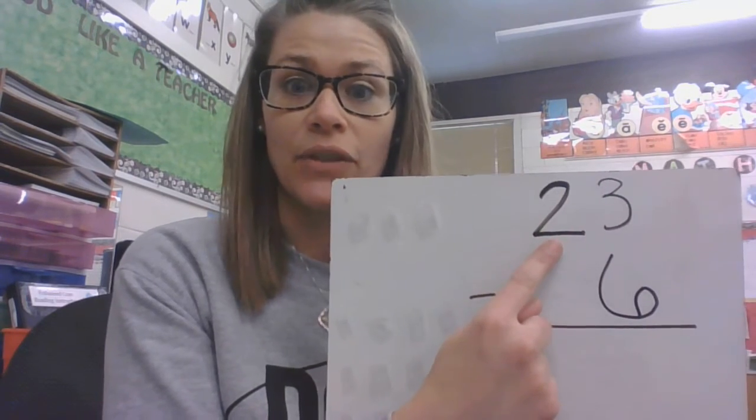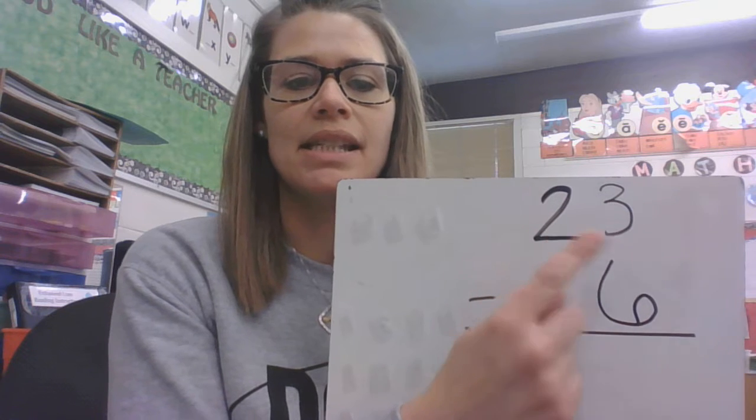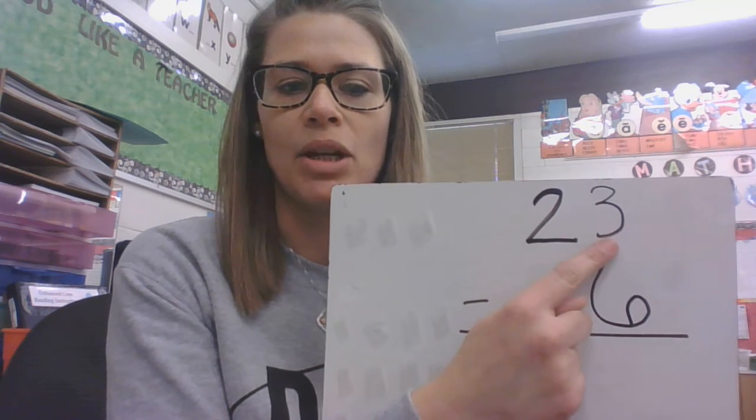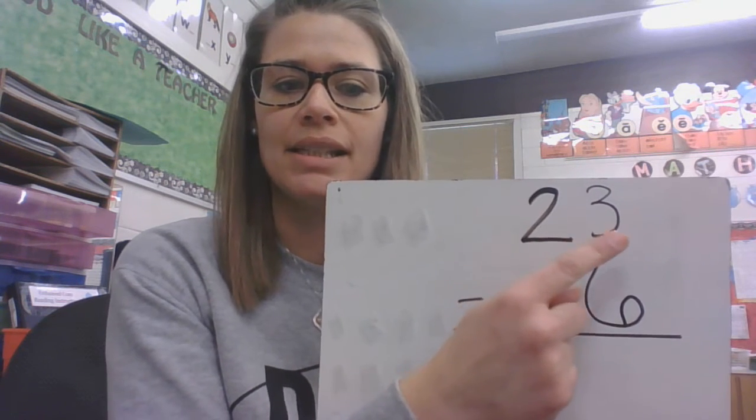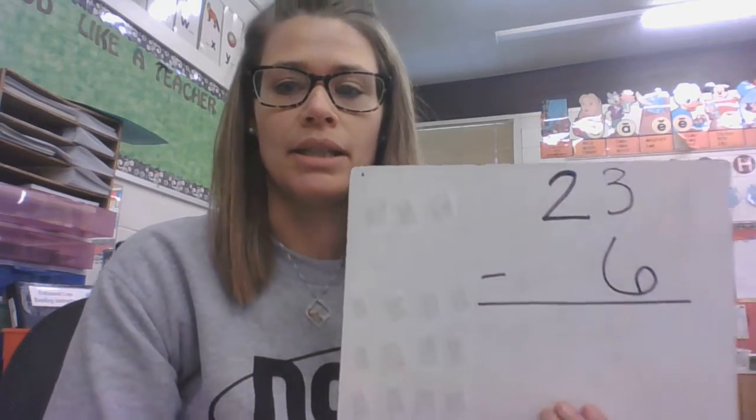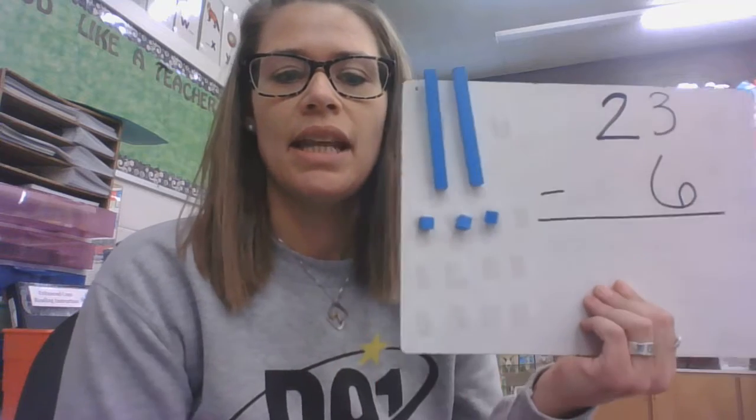Okay, so to make my number 23, remember I'm going to look at that first digit. That's going to tell me how many tens. And this digit is going to tell me how many ones. So I'm going to grab 2 tens and 3 ones. Okay, so I made my number 23. I've got 2 tens and 3 ones.